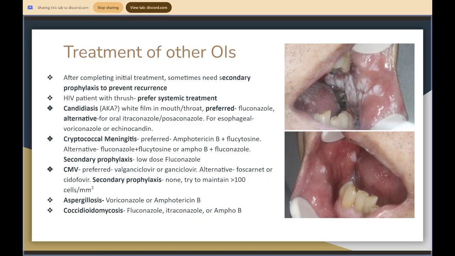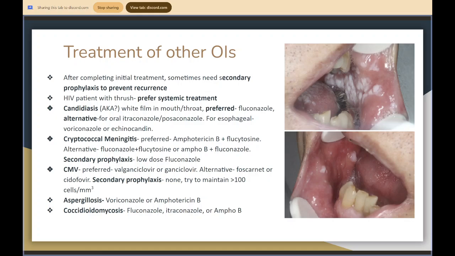After completing initial treatment, sometimes we need secondary prophylaxis to prevent recurrence. HIV patients with thrush, we prefer systemic treatment. Thrush is also known as candidiasis. This is going to be a white film in the mouth and throat. Fluconazole is preferred. Alternatives are going to be itraconazole and posaconazole. And if it's esophageal candidiasis, voriconazole or echinocandin.